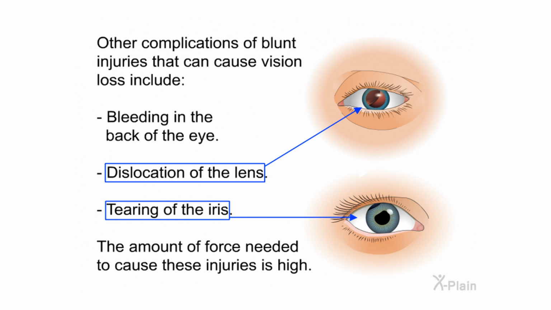Other complications of blunt injuries that can cause vision loss include bleeding in the back of the eye, dislocation of the lens, tearing of the iris. The amount of force needed to cause these injuries is high.